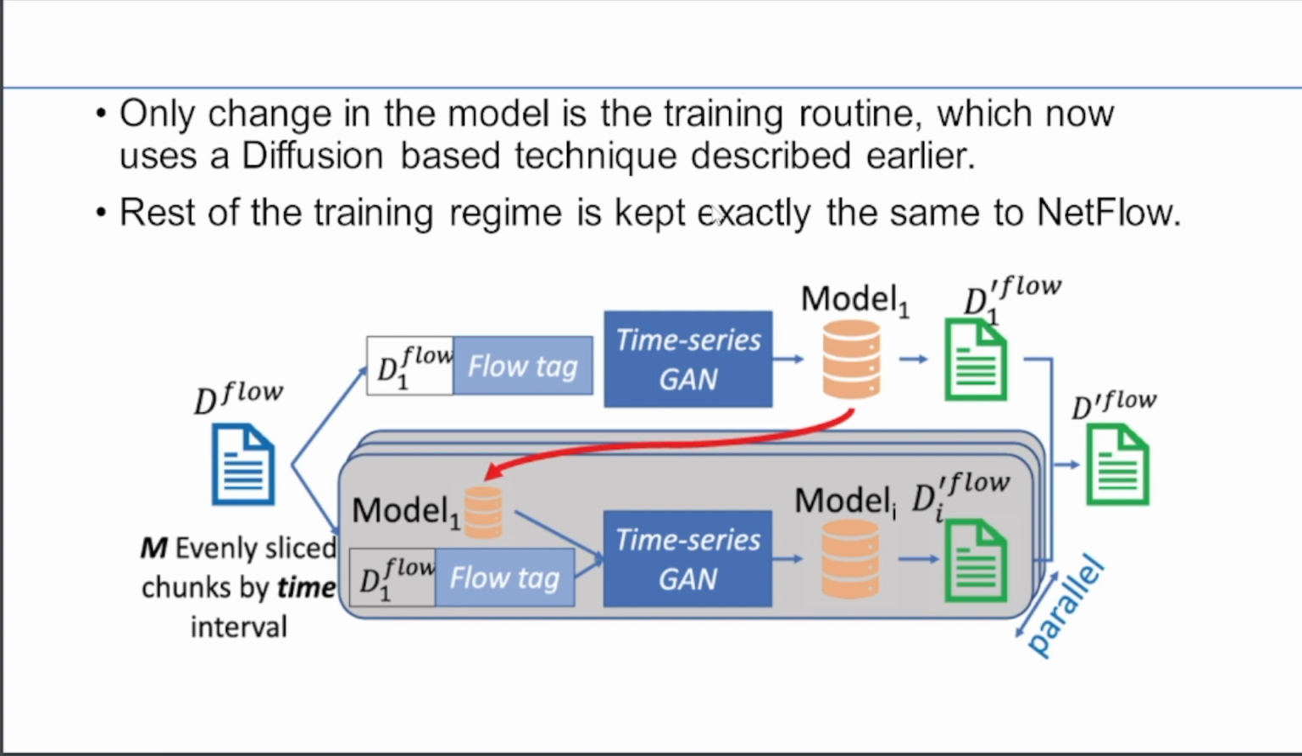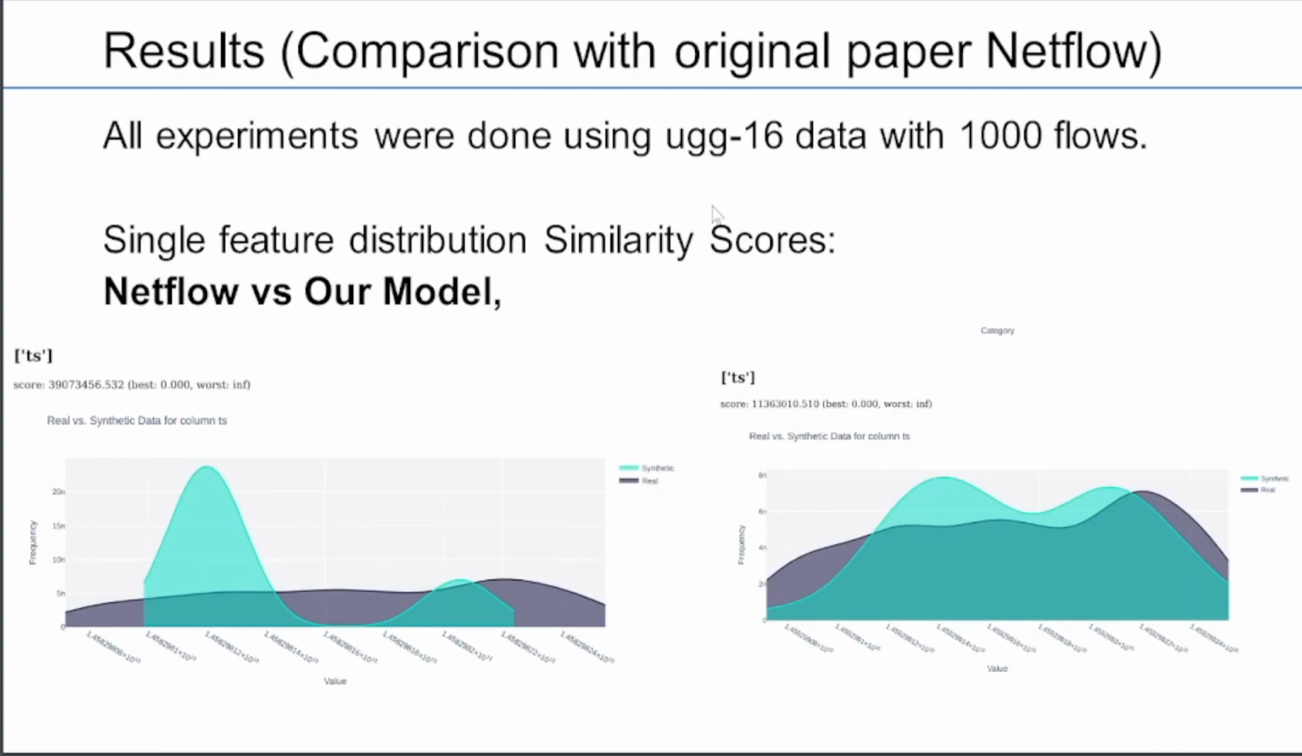So now let's look at some results, whether our model was actually effective or not. We will compare our model with the results from the NetFlow model. Firstly, let's compare the single feature distribution similarity score. For the feature TS, as you can see, our model score is way better than the one provided by the NetFlow. Our plot of the data distribution conforms very well to the real data distribution, while for the NetFlow model, it is not the case. And here, the lower the score, the better.